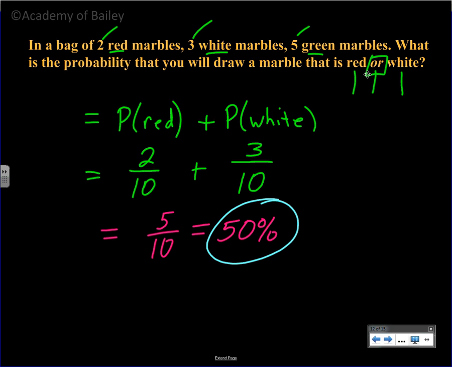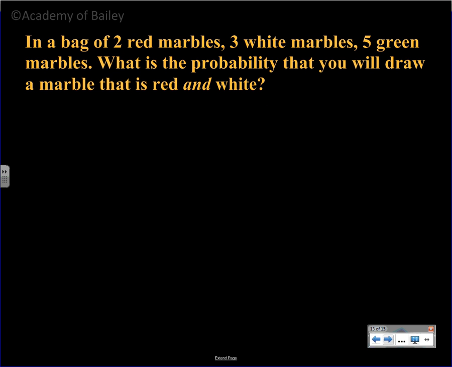All right, so let's go from here. Same type of question with one word that's a little bit different. Actually, it's the same exact question. And let me read through this quickly. In a bag of 2 red marbles, 3 white marbles, 5 green marbles, what is the probability that you will draw a red marble? Or I'm sorry, let me read that sentence again. What is the probability that you will draw a marble that is red and white?